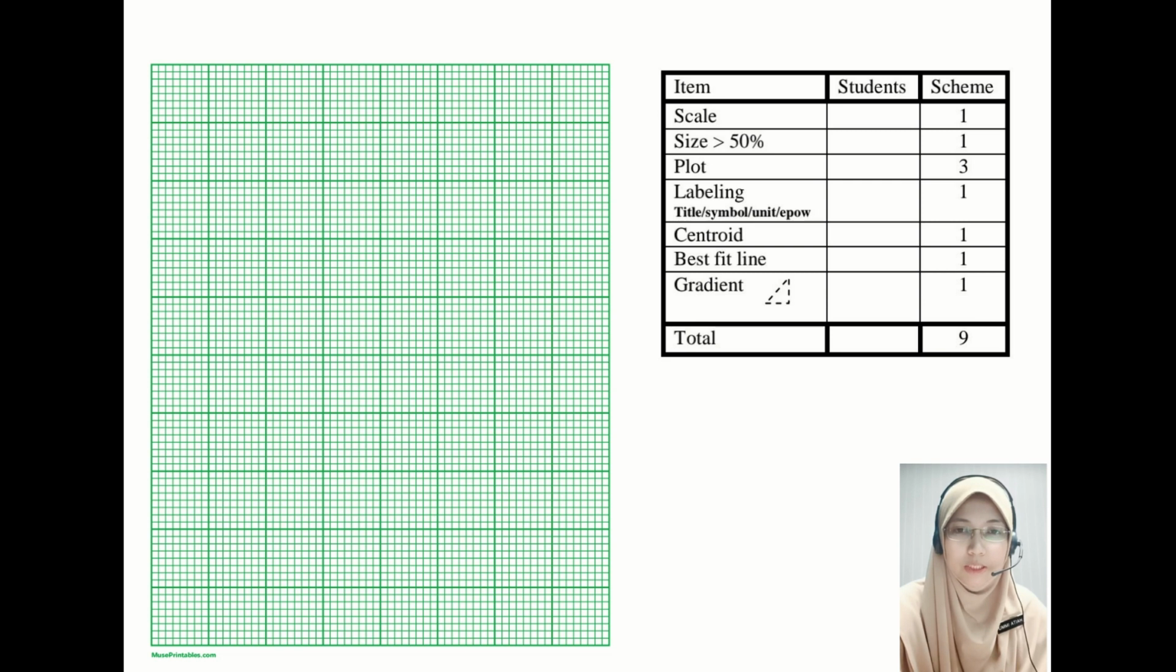So for today's video, we are going to do the graph plotting after you've done your experiment and you have got your data for x and y axis. So basically for the graph plotting, our aim is to get the gradient of the graph. So let's look at how we plot the graph.